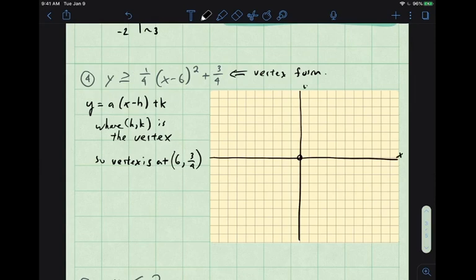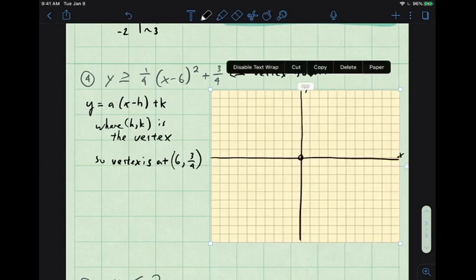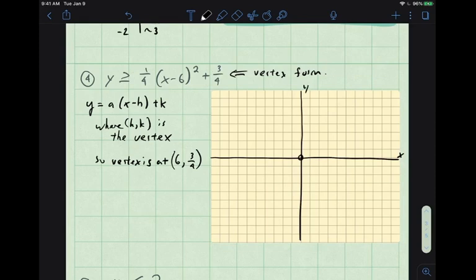So what we know so far is 1, 2, 3, 4, 5, 6, and 3/4. Okay, this thing is going to be your vertex. So we can test out the point 0, and make an xy table. 1/4 times 0 minus 6 squared plus 3/4.